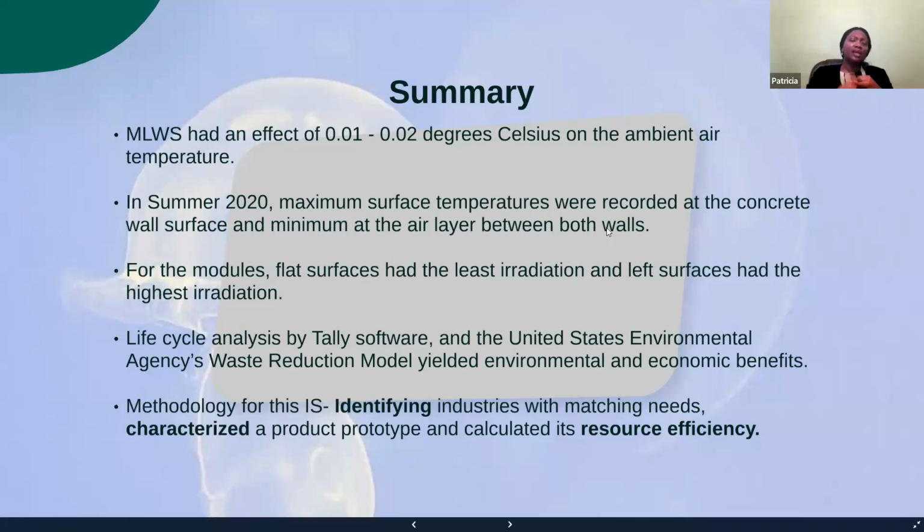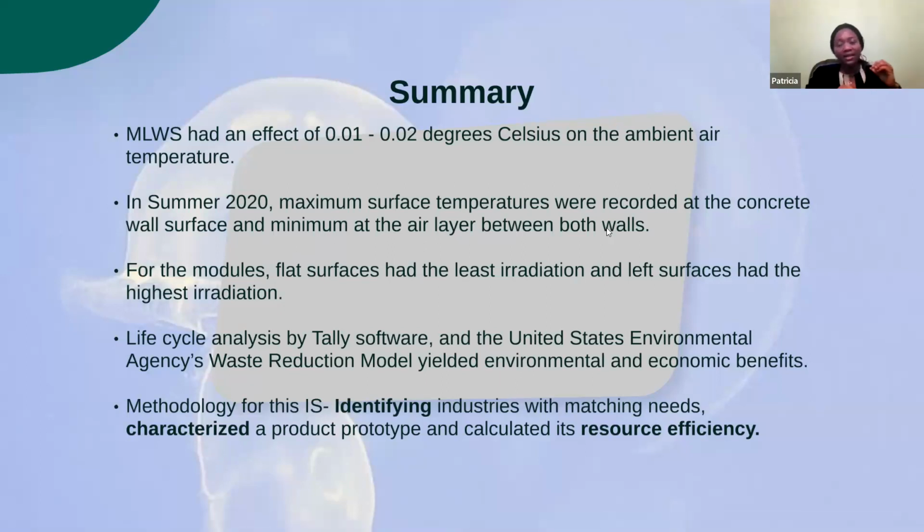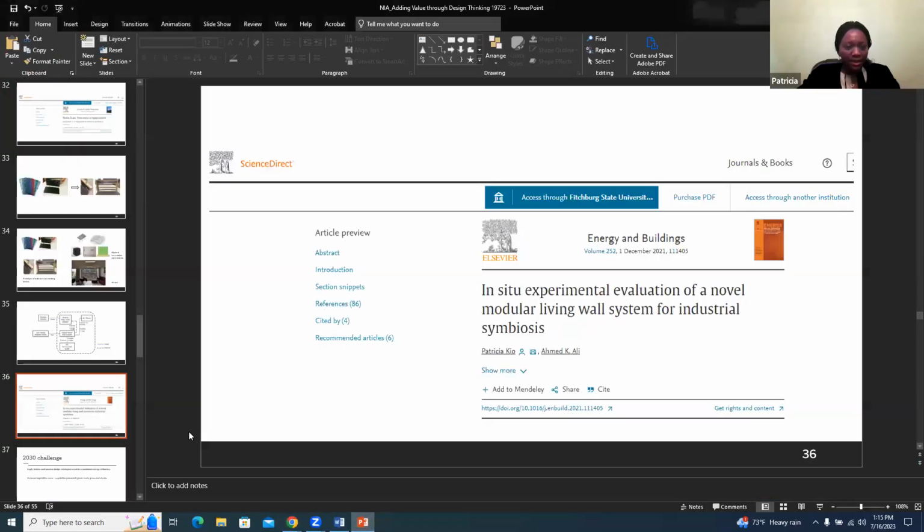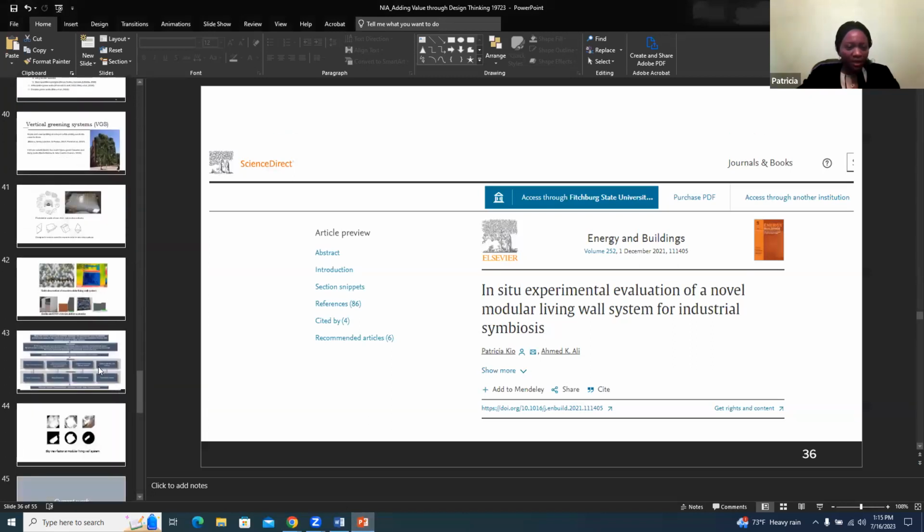And so we have used the life cycle analysis by Tally software. This Tally software is connected to Revit, and then we use it to generate life cycle analysis. And then we use the United States Environmental Protection Agency's Waste Reduction Model, called the WARM model, to yield environmental economic benefits. So the methodology for this industrial symbiosis was to identify the industry's matching needs, characterize the product prototype, and calculate its resource efficiency. So with this, I'll go back to the slides and then continue after this topic.